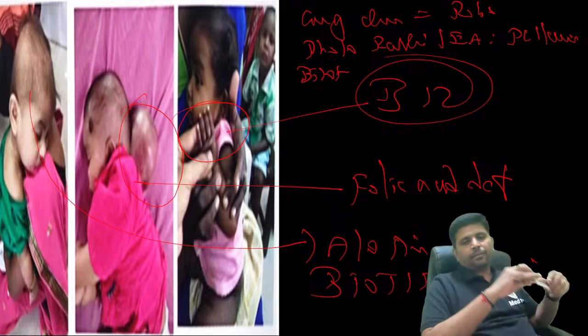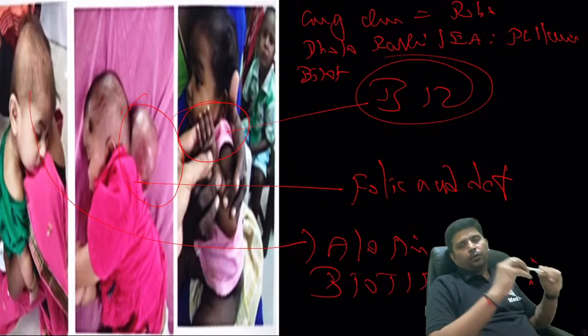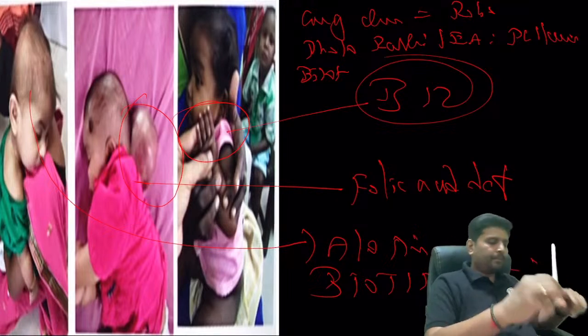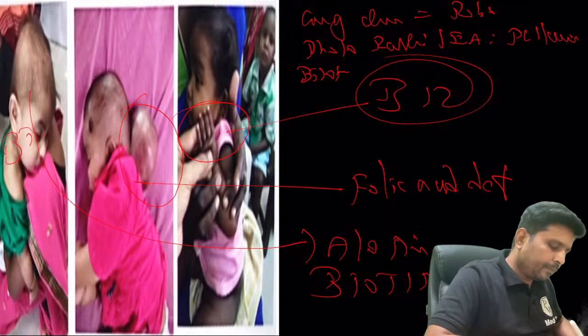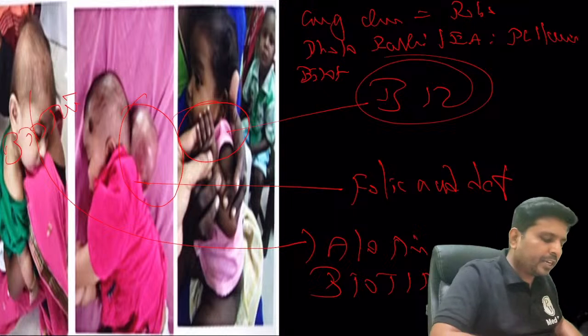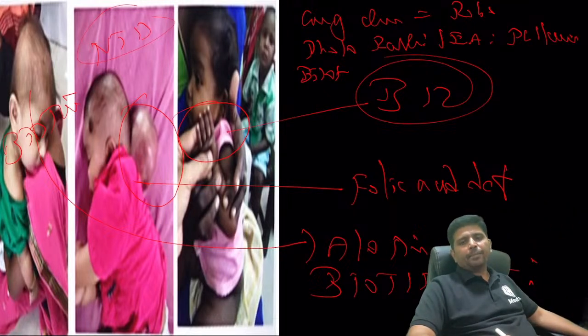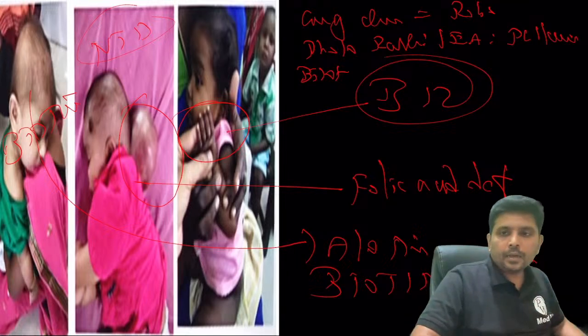But apart from this, know about this alopecia with the developmental delay, biotin deficiency. This is biotin. Folic acid deficiency leading to neural tube defect. And finally, hyperpigmented knuckle is B12 deficiency. Right?